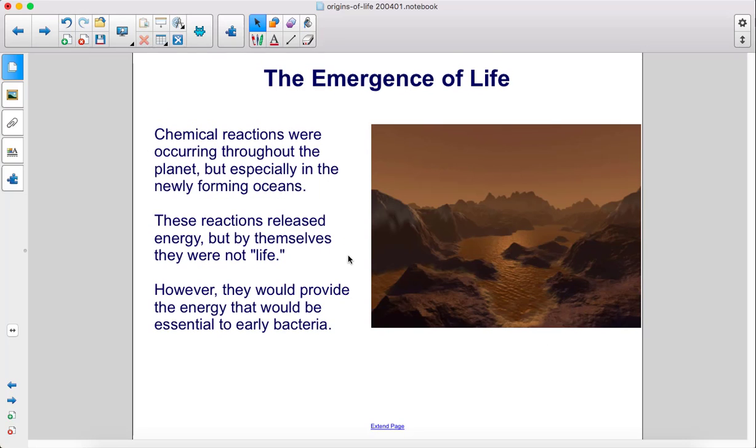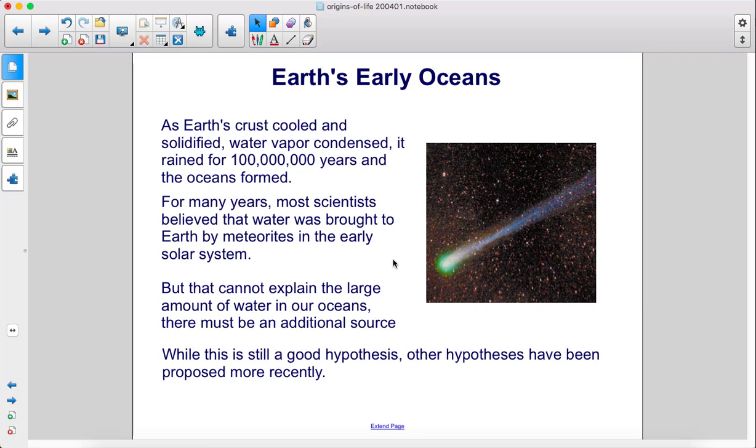Chemical reactions were occurring throughout the planet, but especially in the newly forming oceans. These reactions released energy, but by themselves they were not life. However, they would provide the energy that would be essential to early bacteria. As Earth's crust cooled and solidified, water vapor condensed. It rained for 100 million years, and the oceans formed.